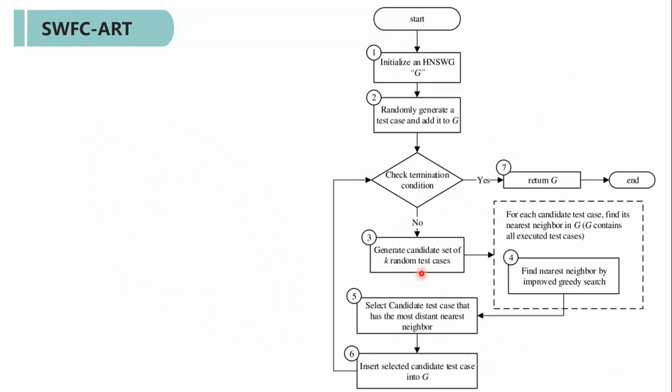find their nearest neighbor from the graph. So for each candidate we find their nearest neighbor, and when the nearest neighbor of all candidates has been found, we find the candidate whose nearest neighbor is at the maximum distance, and we select that candidate for the next testing iteration. So when the termination criteria has been satisfied, the algorithm returns a graph, and the nodes of the graph represent the test cases that were executed during the testing.